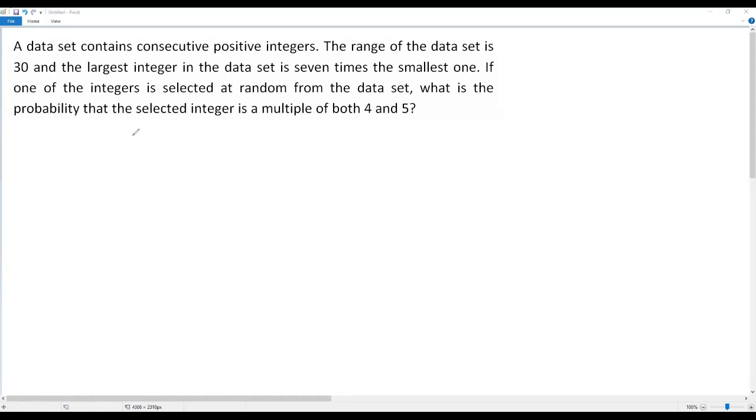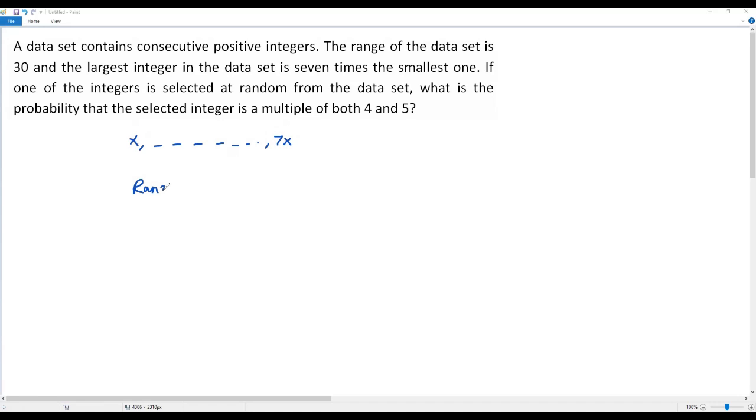Now let me assume x is the first and also the smallest positive integer in the data set, and the last and also the largest integer in the data set is 7x, that is 7 times the smallest one. We know that x is the smallest one. 7 times the smallest one means 7x. Now we have the smallest positive integer x and the largest positive integer 7x in the given data set.